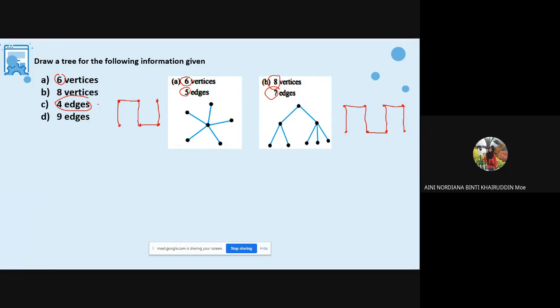Siapa tahu? 5. So, you buatlah 5 vertex. 1, 2, 3, 4, 5. Lepas tu sambung saja. Dapatlah 4 edges. Sama juga, nak lukis macam mana pun boleh, asalkan 5 edges. Nak buat macam ni pun boleh.